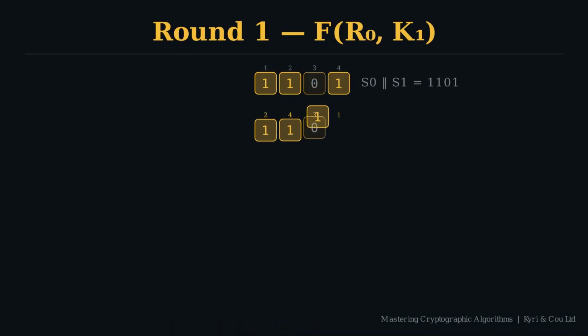Back outside the boxes, the 4 S-box bits take one last shuffle, called P4, where bit 2 moves to slot 1, bit 4 to slot 2, and so on. With these particular bits, the result happens to look identical, 1101. That's pure coincidence though. The rewiring is real.